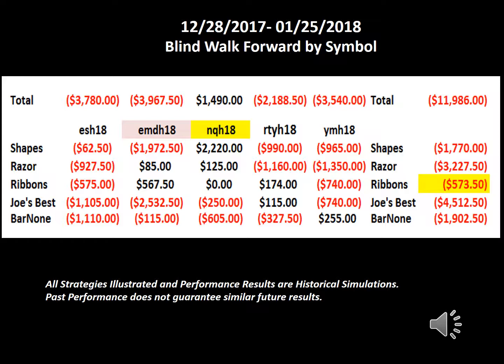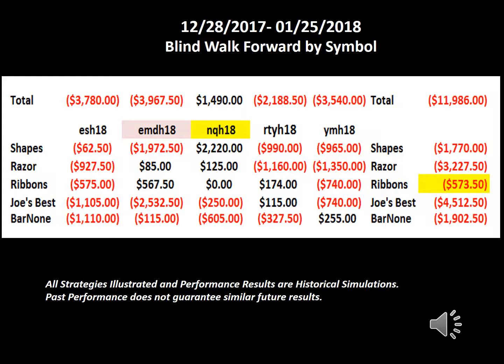It shows you that the mini NASDAQ was the best one this month as far as blind walk forward. It made $2,200 in the shapes. It made $125 in the Razor, broke even in the ribbons, and a small amount of loss in Joe's best in bar none. So it was the best.